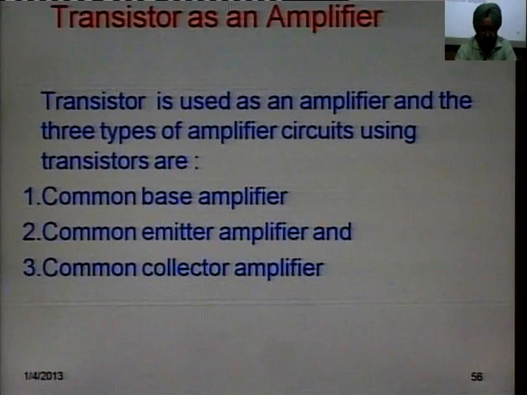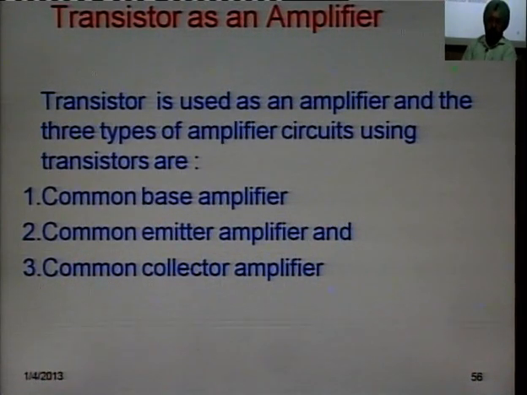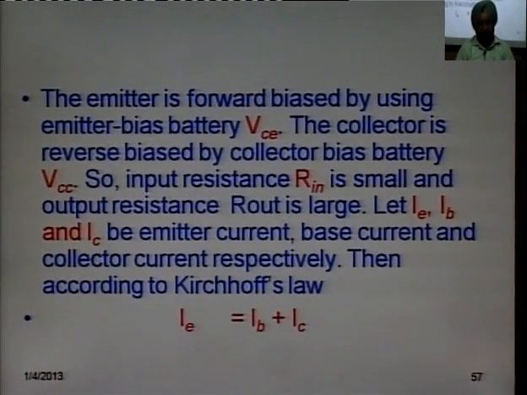As I have explained to you, if you make base common, it is common base, you make emitter common, it is common emitter, if you make collector common, it is common collector. So, again you can get three types of amplifier circuits. When you use the transistor, you can have a common base amplifier, common emitter amplifier, or else a common collector amplifier.